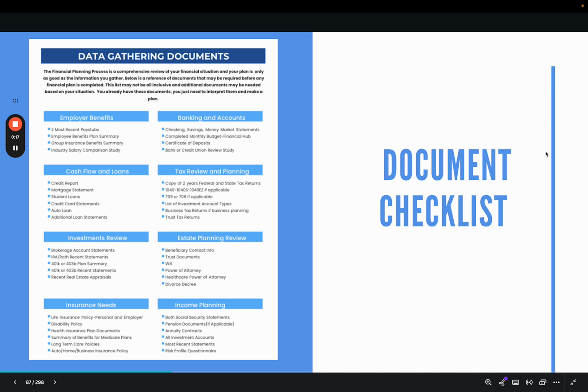If you're watching on YouTube here, you can see the data gathering document checklist. And just FYI, this is the same checklist that I use for individuals that pay me a financial planning fee, whether they're retired or whether they're working. I'm only as good as the information that comes in the door. And what do I mean by that? I need data. I need employer benefits. I need banking account statements.